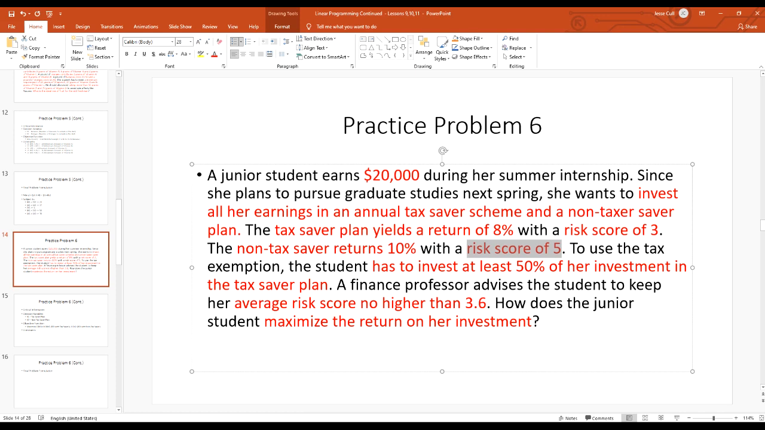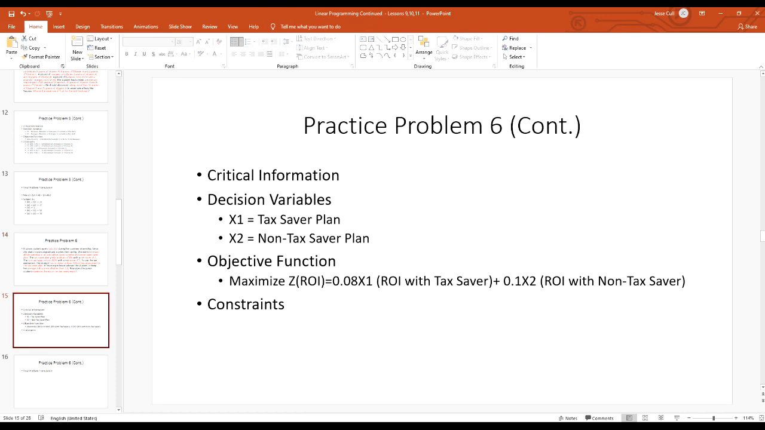So in both situations, now we can complete our constraints. Constraint number 1, we'll do risk. So we know it's a risk score of 3 for x1. So 3x1 plus, and we know it's 5 for the non-tax saver, 5x2 must be less than or equal to, because no higher than 3.6.